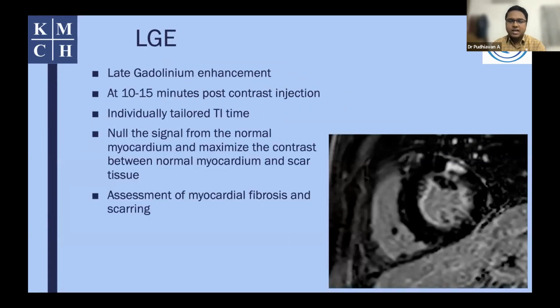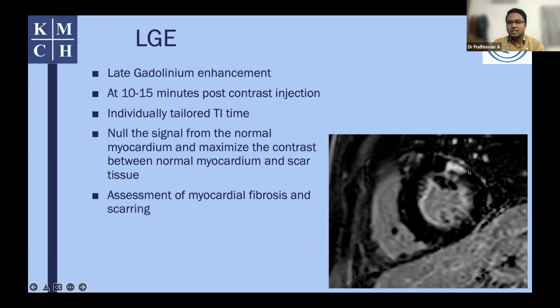Whereas in late gadolinium enhancement, we do the imaging at around 10 to 15 minutes post contrast injection. And unlike the early gadolinium enhancement, where we use a fixed long TI time, in late gadolinium enhancement, the sequence is mainly to assess myocardial fibrosis and scarring. Our main aim is to differentiate normal myocardium from scarred myocardium. So here we use an individually tailored TI time. A particular TI time is selected that nulls the signal from the normal myocardium and maximizes the contrast between normal myocardium and the scar tissue.